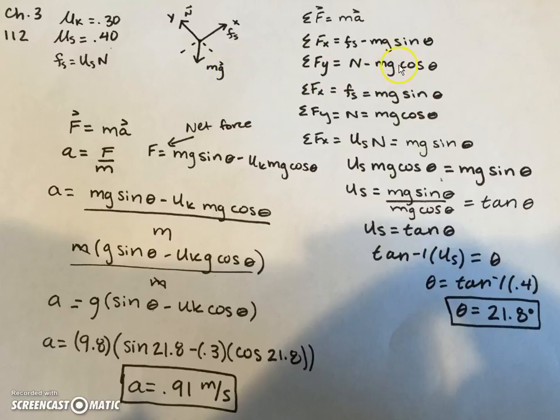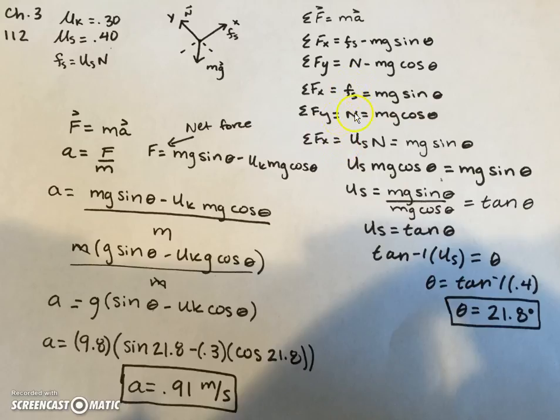When you have these, you solve for both of them. For F in x, you add mg sine theta to each side, and you get the force of static friction is equal to mg sine theta. And then the normal force N is equal to mg cosine theta.